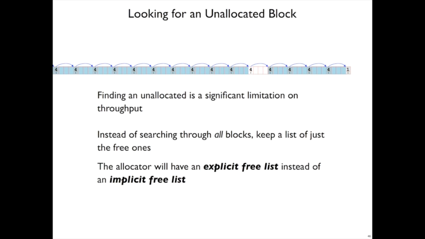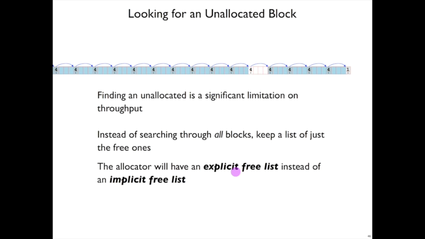The way to solve this is, instead of searching through all the blocks to find a free block, keep a separate list of just the free blocks. And if we do that, that's called having an explicit free list. The implementation we have now has an implicit free list. It's implicit because it's mixed in with the list of all blocks. You just have to look in there and pick out the ones that are free to implicitly get the free list. But if we explicitly represent the free list, we don't have to sort through the allocated ones.